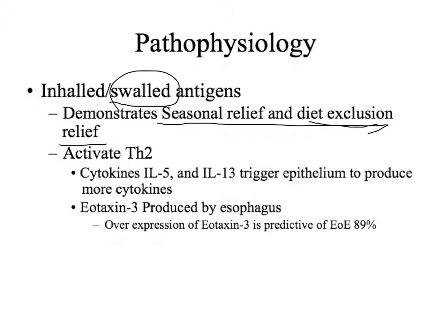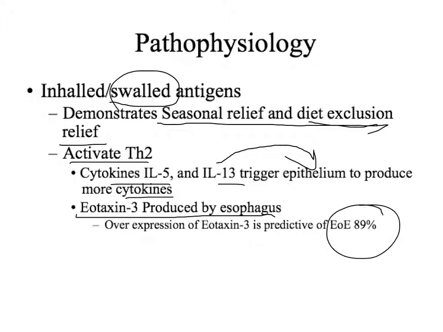So in this particular allergic reaction, these antigens activate Th2, T2 helper cells, and they release IL-5 and IL-13. The IL-5 and IL-13 will go to the esophagus and activate the epithelium to produce more cytokines. So these cytokines trigger eotaxin 3 to be produced by the esophagus. And actually in 89% of people with eosinophilic esophagitis, an overexpression of this protein is predictive.